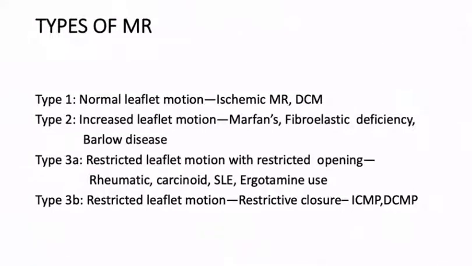Whenever there is a normal leaflet motion, that is type 1, with MR most commonly seen in ischemic MR or dilated cardiomyopathy. Type 2 has increased leaflet motion, mostly seen in mitral valve prolapse or associated connective tissue disorders like Marfan syndrome. Type 3A has leaflet motion with a restrictive opening, mostly in rheumatic heart disease. And there is leaflet motion with restrictive closure also, seen in ischemic cardiomyopathy and dilated cardiomyopathy, that is type 3B.